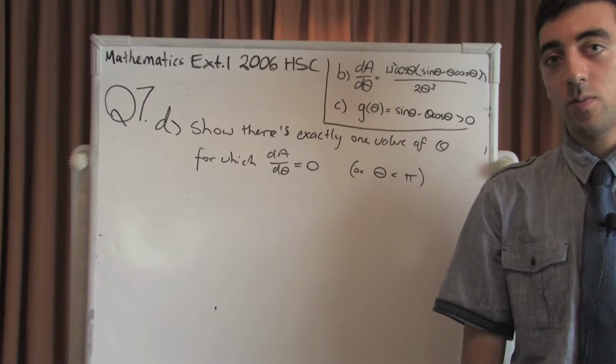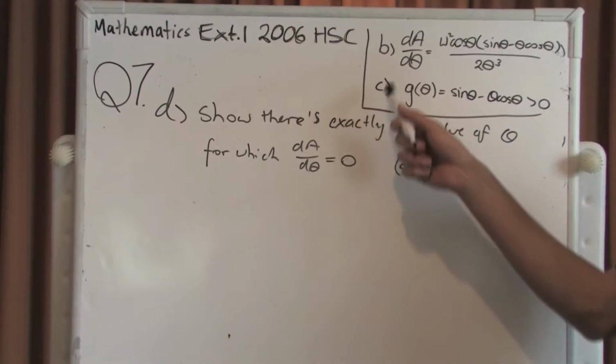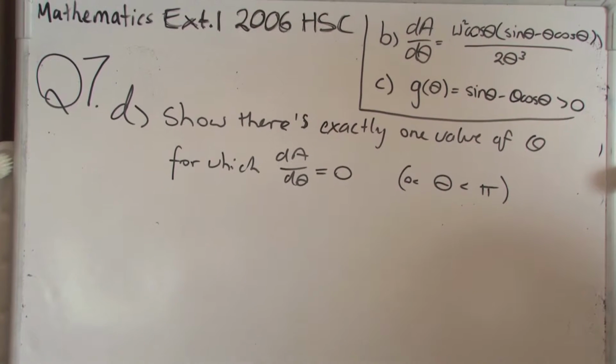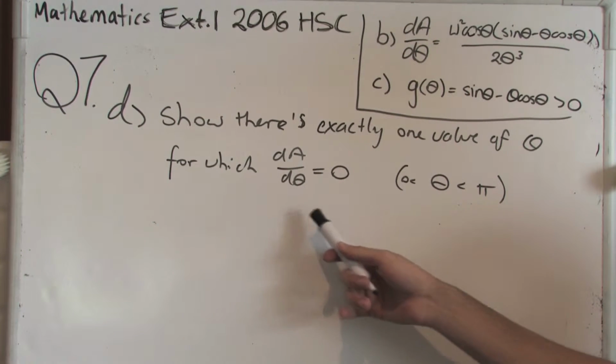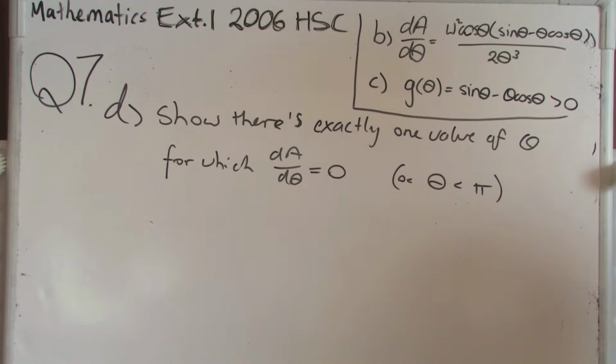Okay, question 7, part D. We're continuing from the previous parts B and C. So now we have to show that there's exactly one value of theta for which dA over d theta is equal to 0 for our domain of theta between 0 and pi. Okay, so how are we going to start this?